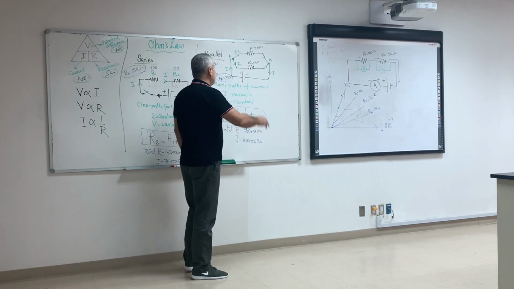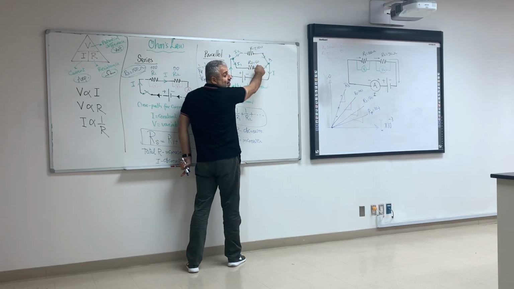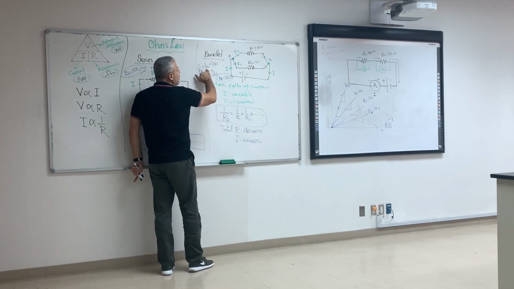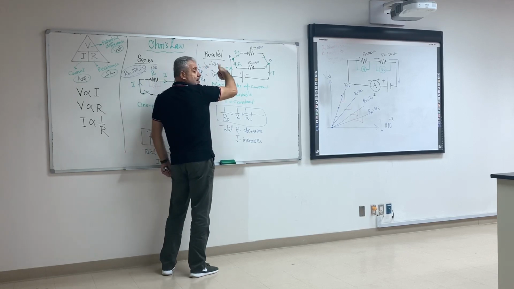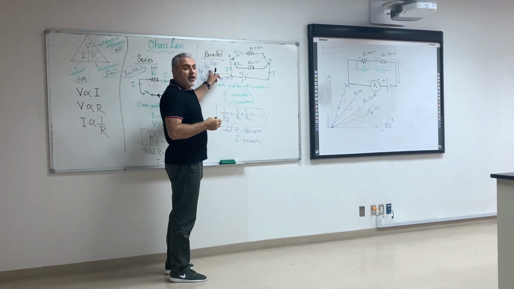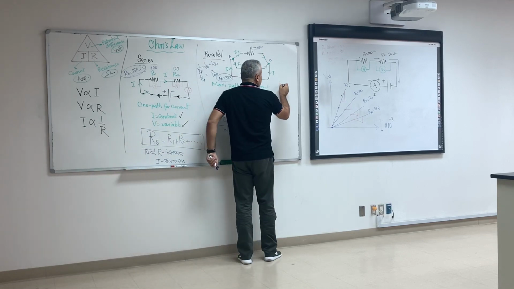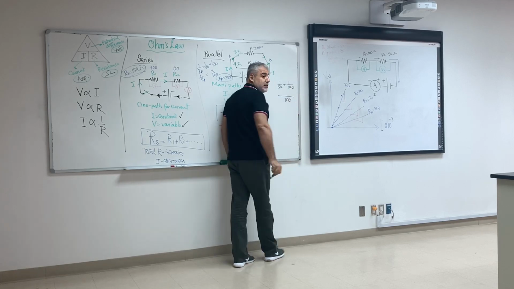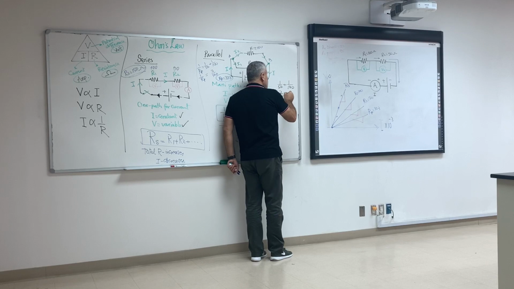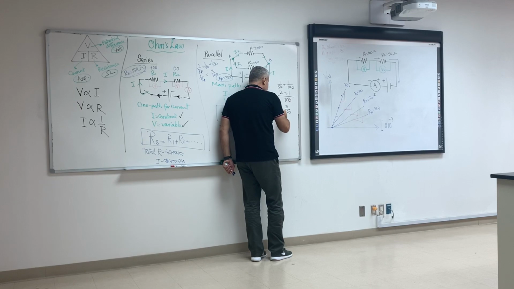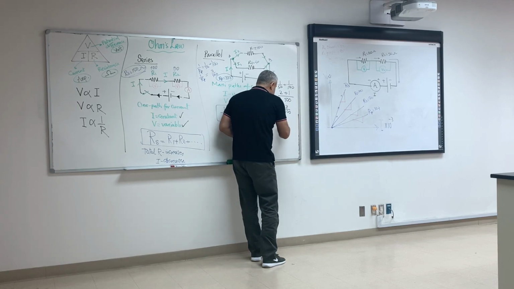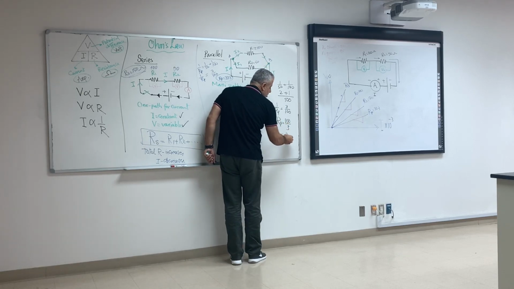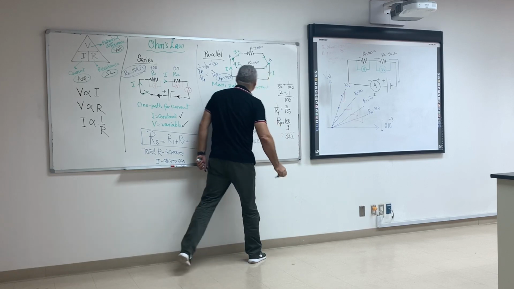Let me prove this for you. Again, we have 100 and 50. It's 1 over 50 plus 1 over 100, and then you flip. Of course, this is a fraction, so you have to unify the denominators. It will be 2 plus 1, so 3 over 100. This is 1 over RP. You just flip. RP, how much is it? 100 over 3, which is 33.3, rounded.